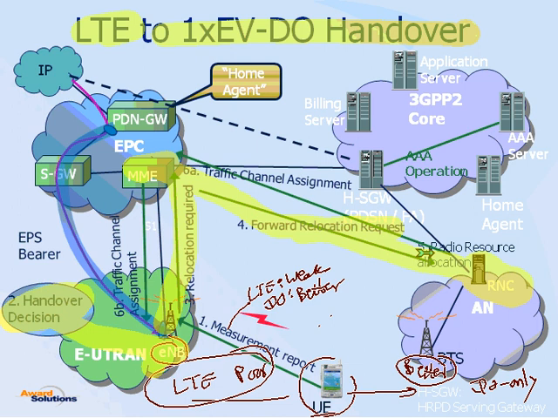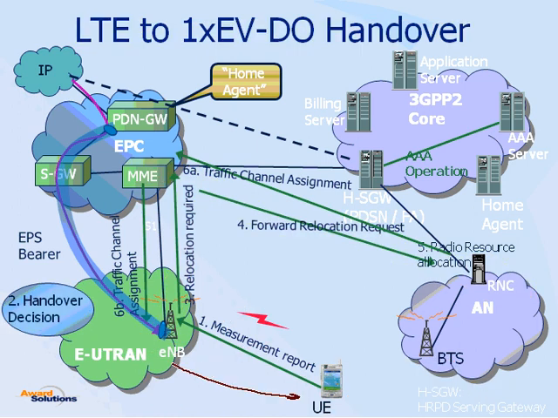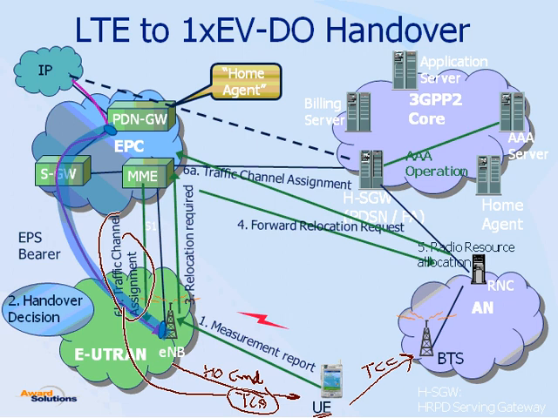The MME will then forward the traffic channel assignment message to the radio network. And the E node B says, okay, let me send the handover command message to the UE. Inside the handover command message, we have the traffic channel assignment of DO. So now the UE says, these are my resources in the DO system. Then it will access the DO system and send a traffic channel complete message in response to the traffic channel assignment message. So this is the overall picture.